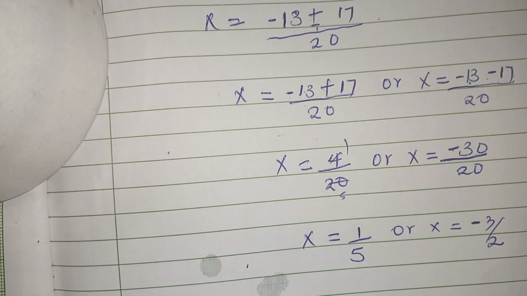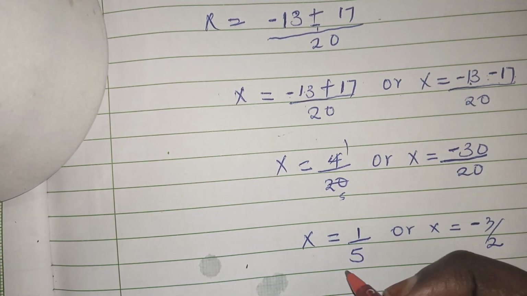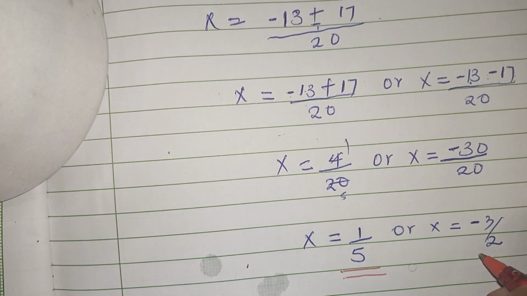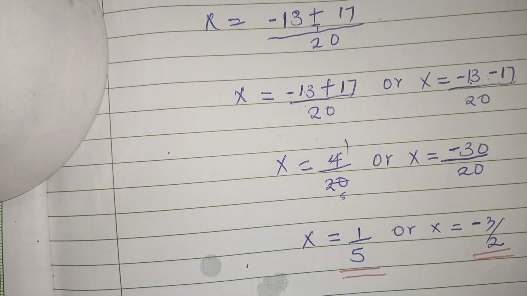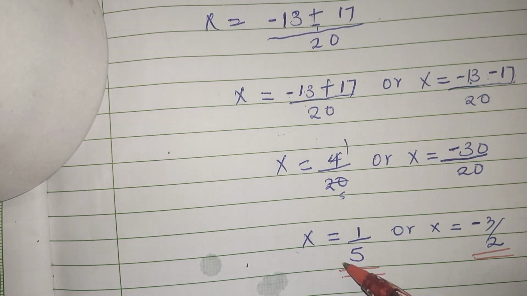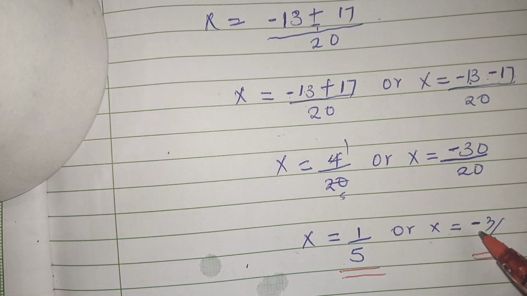So this is the final answer using the quadratic formula. x is equal to 1 over 5 or x is equal to negative 3 over 2. So let's use the factorization method as our second method to solve this quadratic equation.